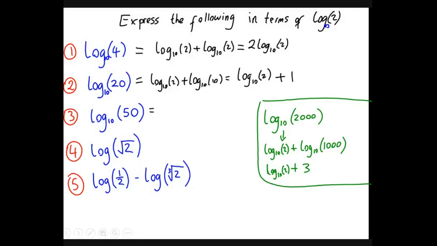Did anyone do this first one? Because I know a lot of people had problems with this one. Was it Joe? Go for it, Joe. Because of the subtraction rule, you can do log 100 minus log 2. And log 100 can be simplified to just 2. So it'd be 2 minus log 2.